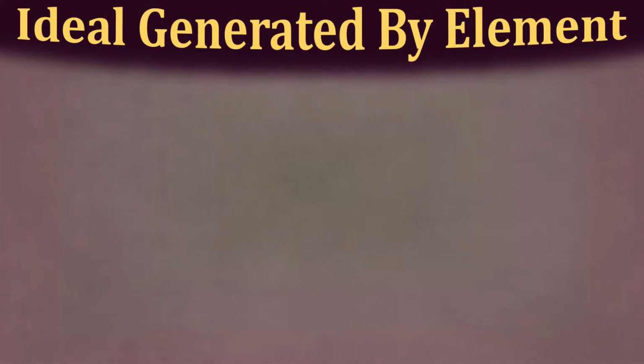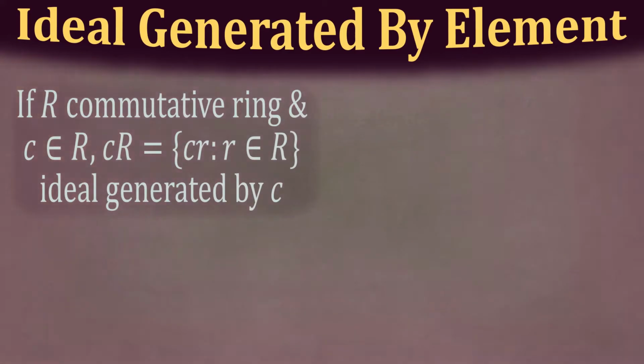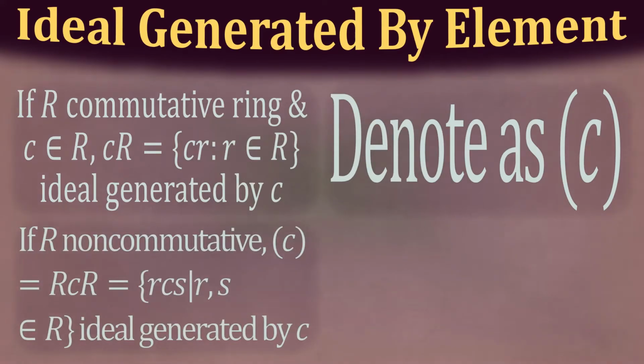Next, let's define the ideal generated by an element. If R is a commutative ring and c is in R, then cR, which is the set of all cr where r is in R, is the ideal generated by c. We denote it as c in brackets. If R is non-commutative, then we say that c in brackets is equal to RcR, which is the set of all rcs where r and s are in R, and we denote this as the ideal generated by c.